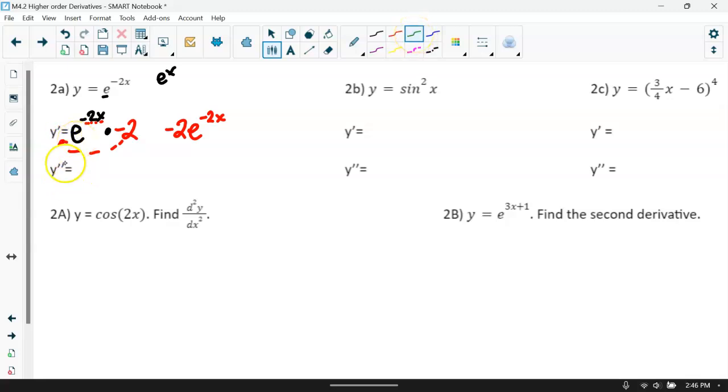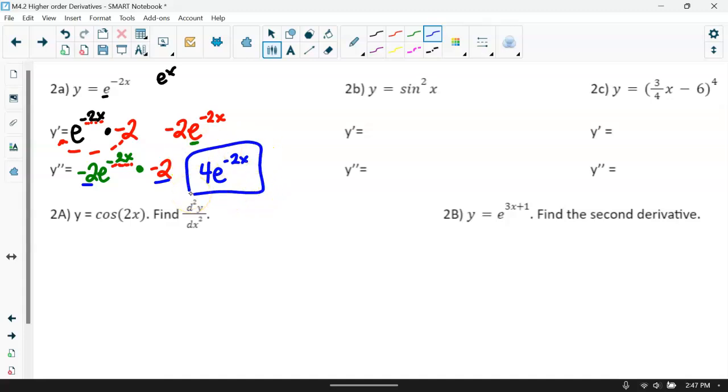So now here we go, the second derivative. Again, here this is negative 2, so negative 2 times e to the negative 2x, because e to the x is still e to the x. Then times the derivative again of the inside function, which is still negative 2x. So multiply here by negative 2. So notice now you've got negative 2 times negative 2, which is positive 4, e to the negative 2x. That is the second derivative.